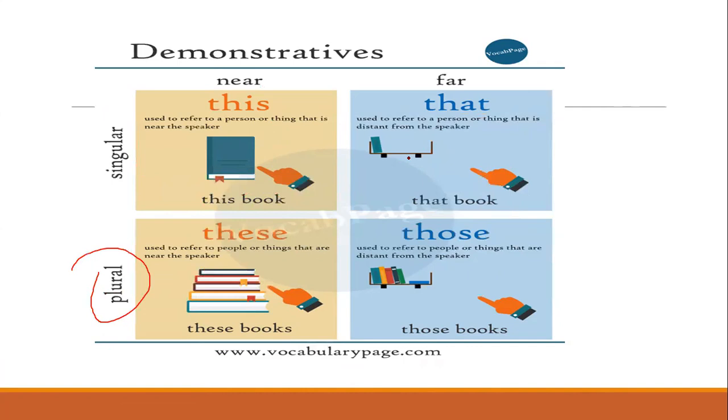We already talked about this and that. Now we're going to talk about these and those. Okay? So here we go. These and those. In this case, here we have these books. The distance is pretty short, correct? And we're talking about plural. So short distance, plural, I say these.